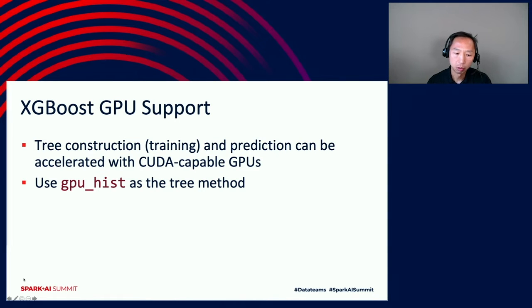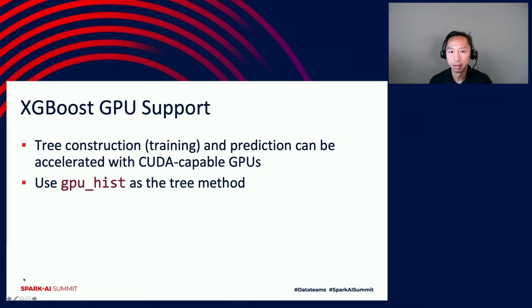So scaling out to a cluster is one way of training on a large data set, but sometimes it can be very slow, right? So that's where GPU acceleration comes in. With the same size of cluster, if you add in GPUs, you can potentially do your training a lot faster. XGBoost has had GPU support for a while now. It's pretty easy to use.